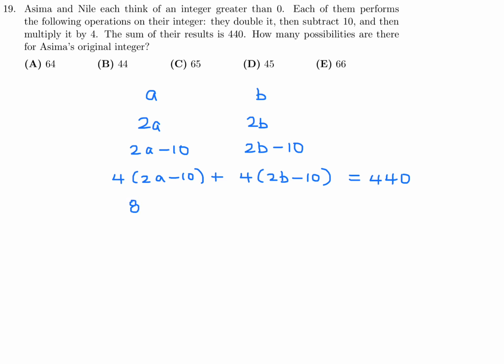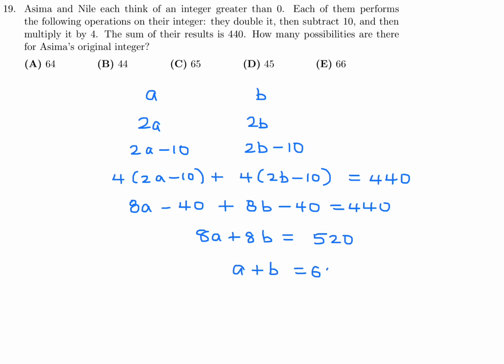So let's do this here. This is 8a minus 40 plus 8b minus 40, and that's 440. So that's going to be 8a plus 8b, and that's going to be 520 on this side. Divide through by 8, and you'll get a plus b is equal to 65.